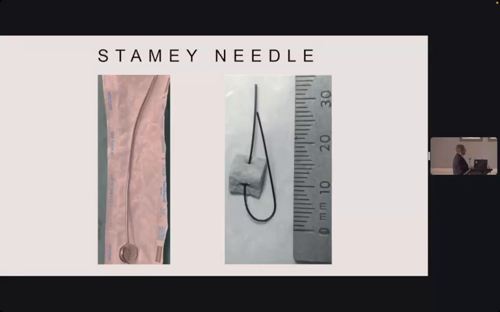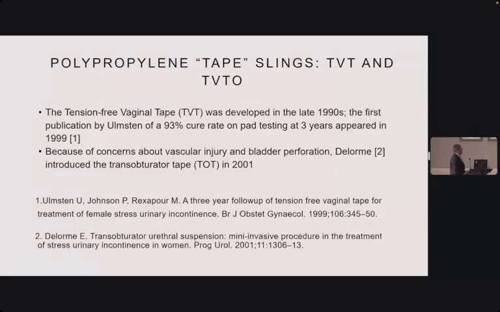And that's after three years when the sling with the arterial pledget was actually removed from the patient. Okay. And now we are where we are now, and that is the slings that we currently use today, the TVT and the TOT. So the tension-free vaginal tape was developed in the 1990s, as I said, and first published by Ulmsten, and they claimed a 93% cure rate after 3 years.